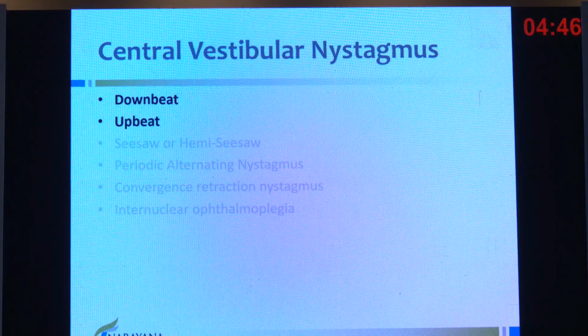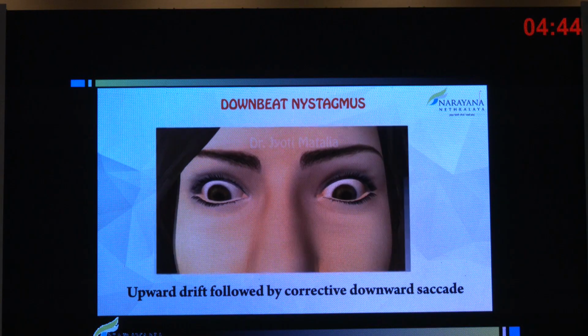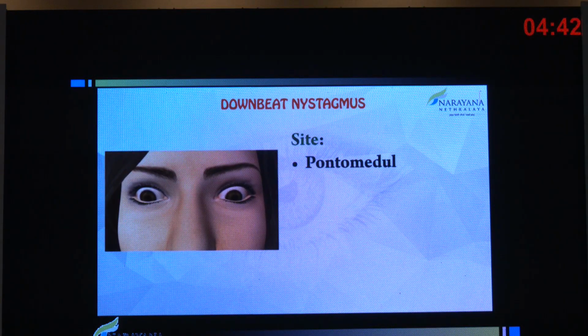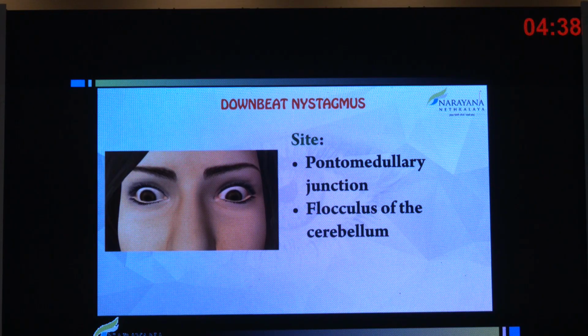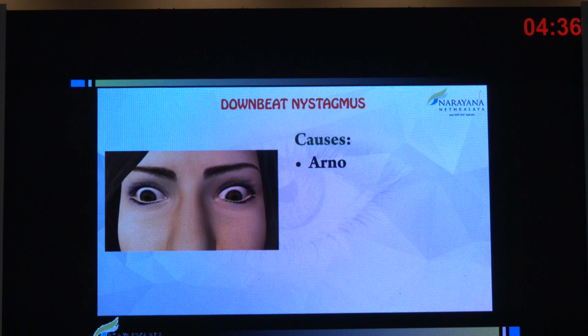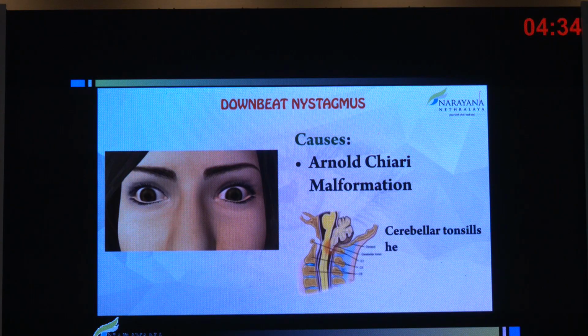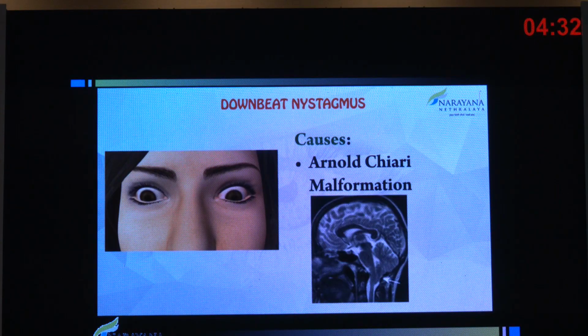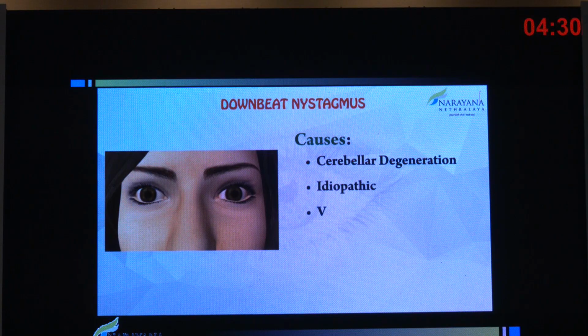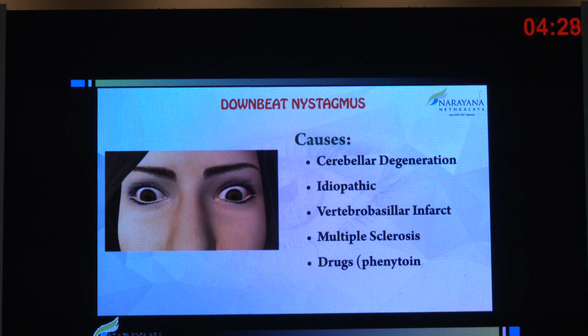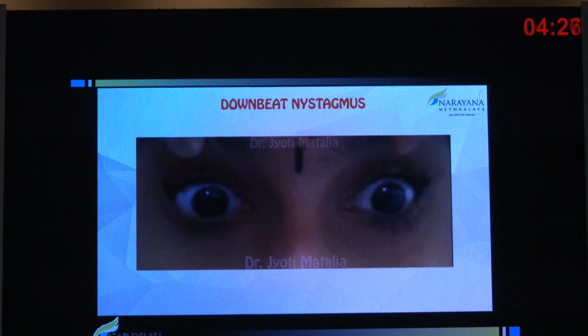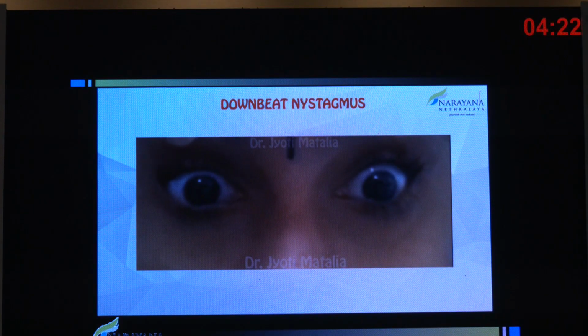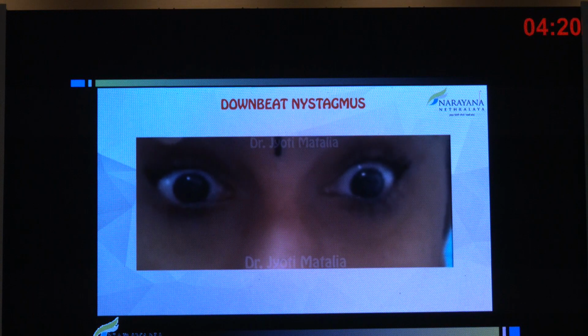So let's look at the downbeat and upbeat. The upward drift followed by a corrective downward saccade is a downbeat nystagmus. Classically the site is the pontomedullary junction and flocculus. You should know the causes are Arnold-Chiari malformation, very common, where the cerebellar tonsils slip down, and these are the various causes that come for downbeat nystagmus. Commonly MS and drugs is what you should have, so good history. This is a child who had a downbeat nystagmus. So you can see the eyes moving downwards.